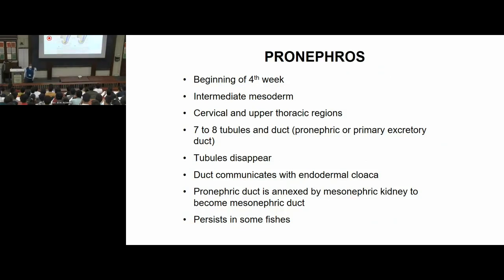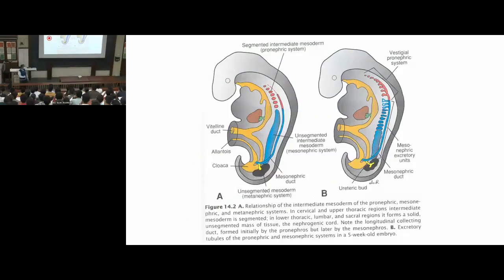So let's look at the pictures for pronephros. These segments which are there, nephrotomes, then become tubules. So these pronephric tubules will be there. This is the pronephric duct. So they communicate with each other and then become vestigial. Then in the lower thoracic and lumbar region, the next thing starts developing, that is the mesonephric system.